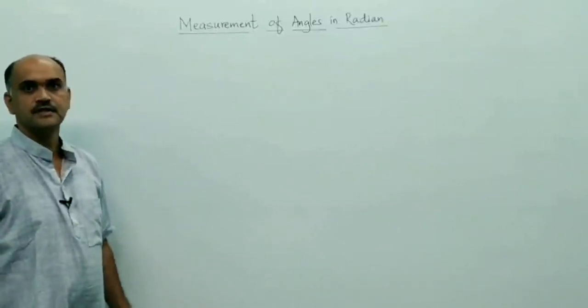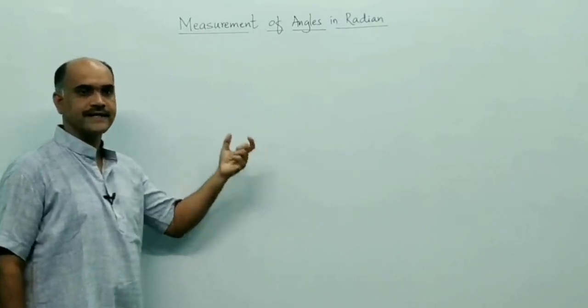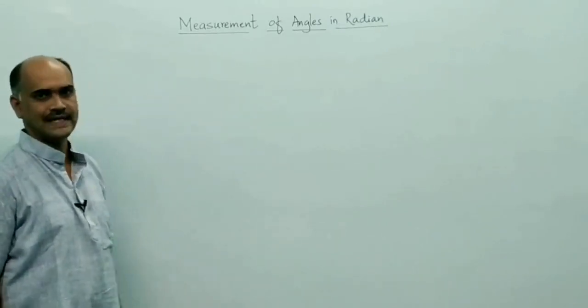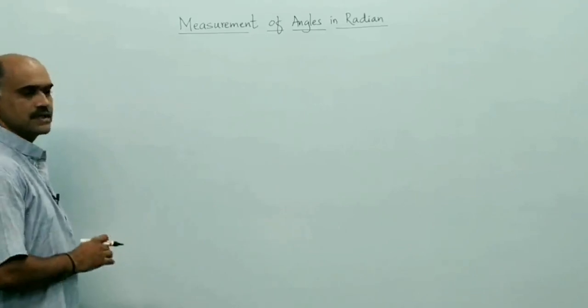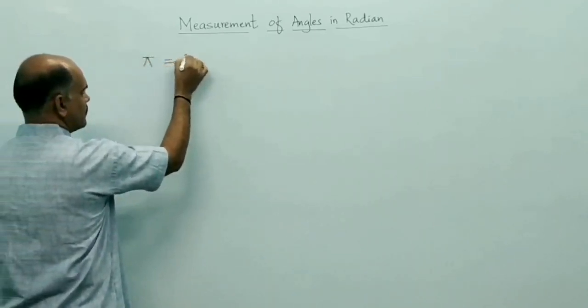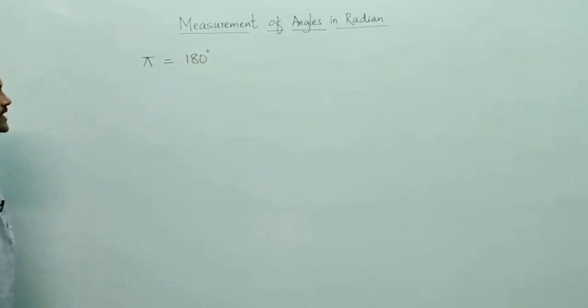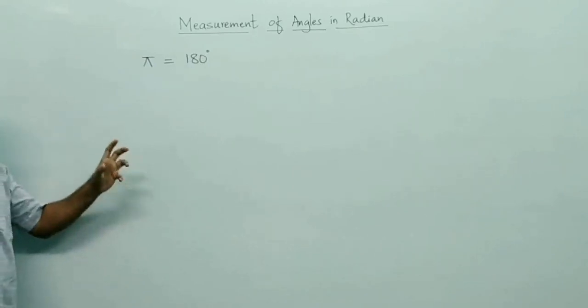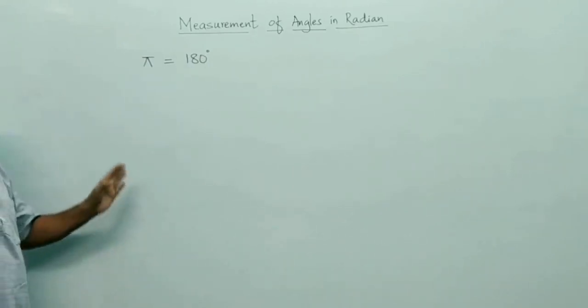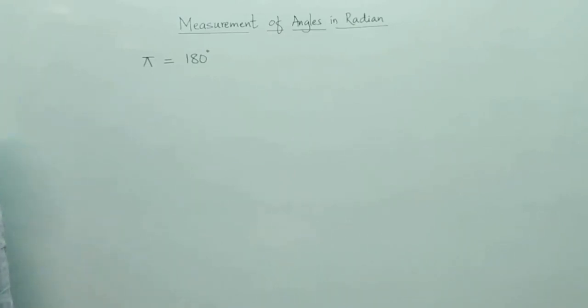Hello students. In the last class we saw how to convert a given angle in degrees to radians. There I asked you to remember that pi radian is equal to 180 degrees. Now I will give some hints whereby you can remember most of the angles in radians which we require.